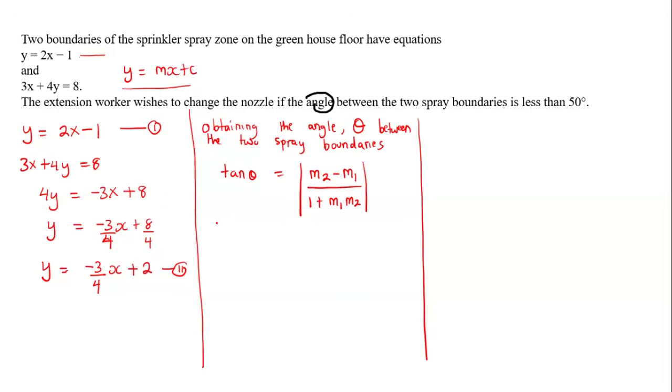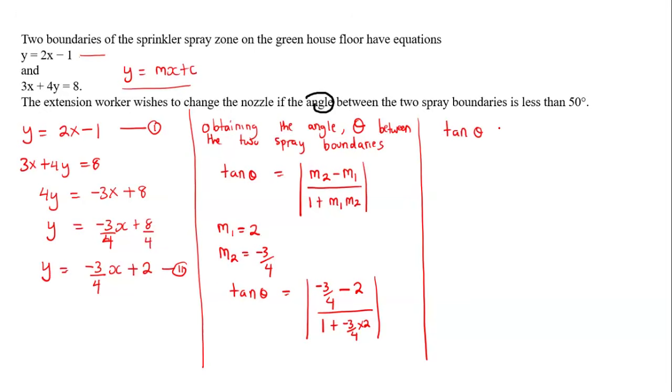So we have said that our first gradient, m1, members have given it as 2, and your second gradient, m2, is negative 3 quarters. So where there is m2, you substitute. So we shall have our tan theta equaling the magnitude of negative 3 out of 4, minus 2, divided by 1, plus negative 3 out of 4, times the 2. So you do your math. So this is going to be our tan theta equaling the magnitude of negative 11 out of 4, divided by negative a half.